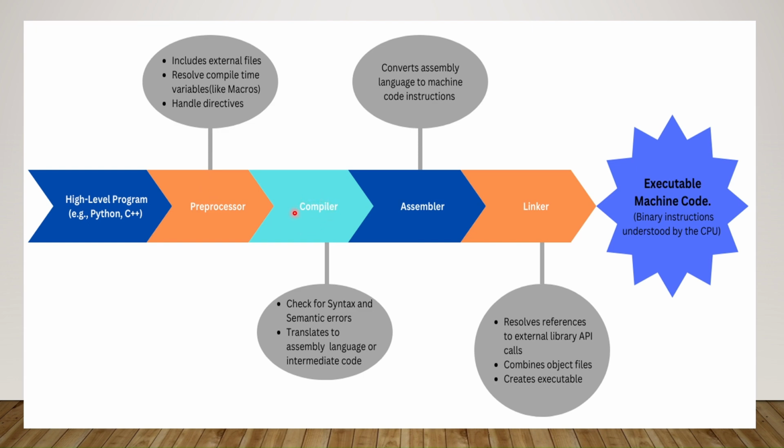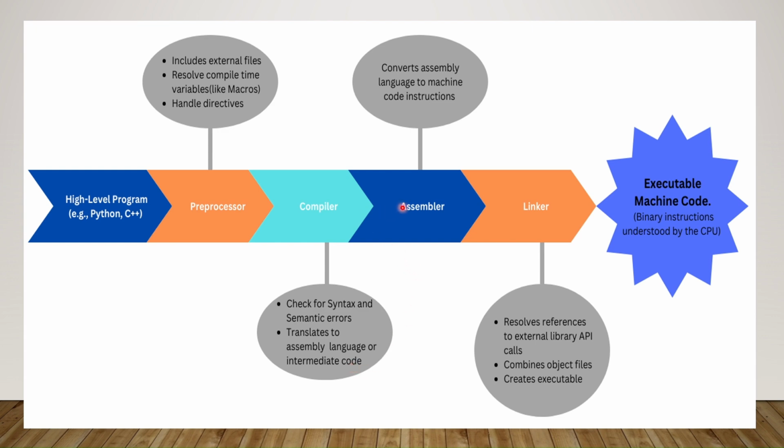Third one is compiler. Here is where the actual work will be done. First the compiler will check the syntax and semantic errors, whether your program is correct and written according to the proper rules of the programming language or not. And it will translate all your source code in different files into assembly language or some intermediate code. So the compiler's output is different for each programming language. Each of your source code files will be converted to an intermediate code.